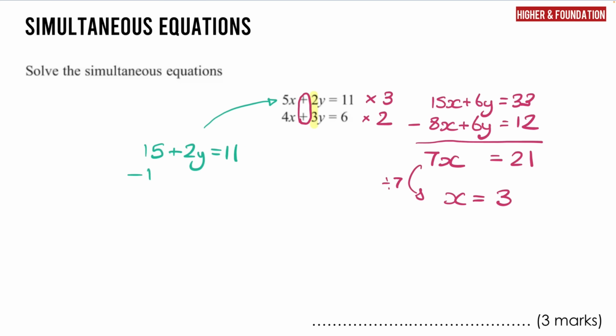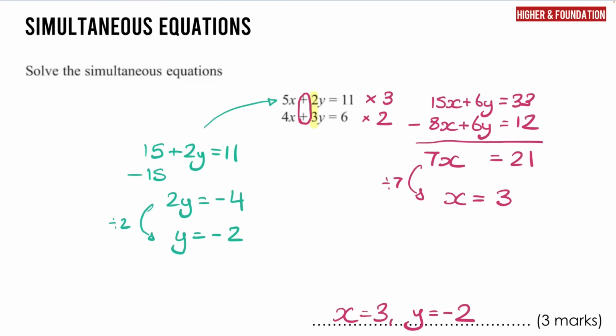I can now subtract 15, which gives me 2y is equal to, and 11 take away 15 does give us a negative. We get negative 4, and when we divide that by 2, we get y is equal to negative 2. And there we go, there is our simultaneous equation. I want to write down both the answers, so x equals 3 and y is equal to negative 2. And there we go, there is a simultaneous equation.